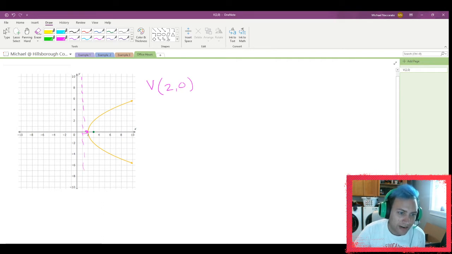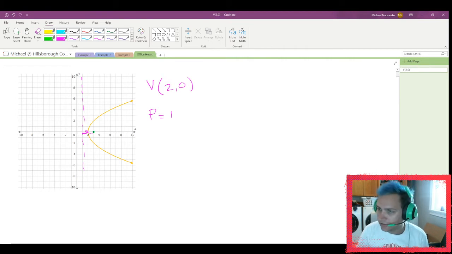What I care about is that this is 1 unit apart and this is 1 unit apart. Those things will always be the same distance apart every single time. The vertex will be equidistant from the directrix, which is the line, and the focus, which is the point. They're equal distance. What I care about is that distance, which we're going to call p, is equal to 1 in this problem.